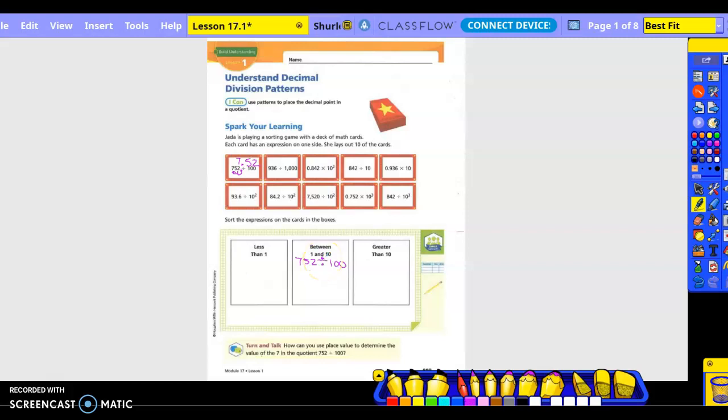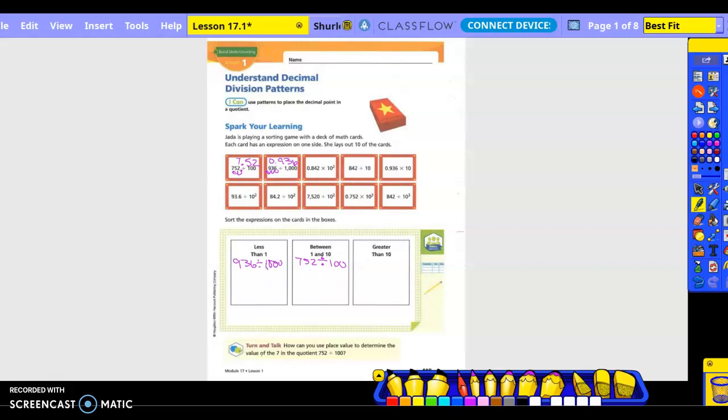Okay. 936 divided by 1,000. Which way are we going? To the left. How many places? 3. So 1, 2, 3. So my new answer would be 936 thousandths. So where would that go? First, right? So 936 divided by 1,000.